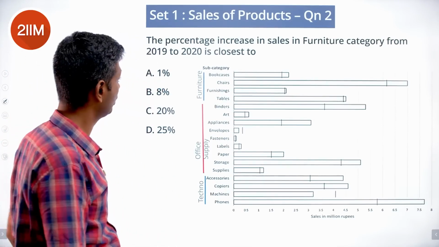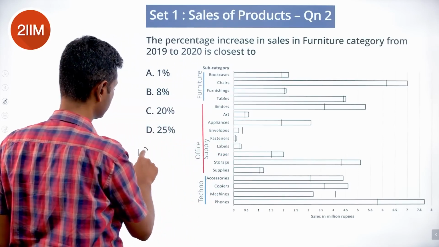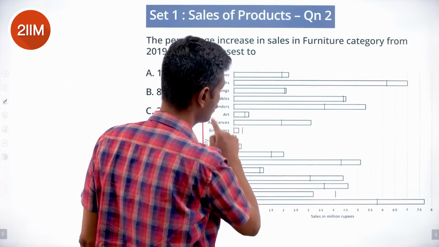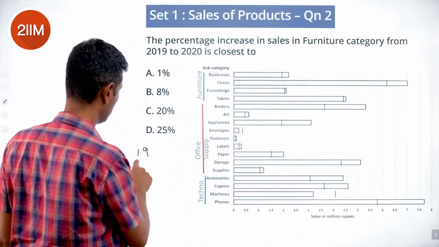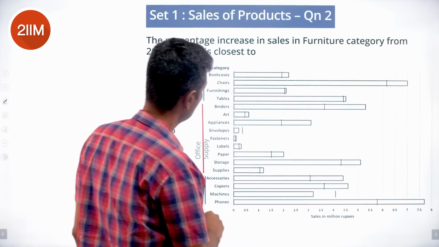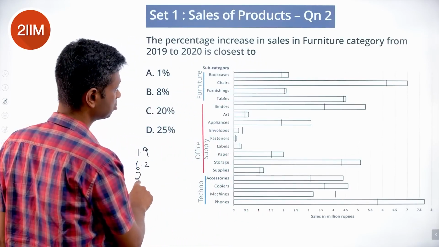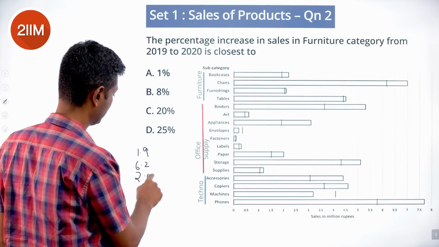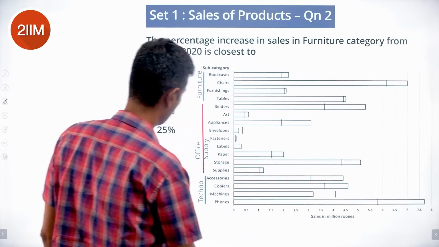So 19 to 20, 2019 numbers. This is 1.9. Bookcases. Chairs would be 6.2. Furnishings would be 2.05. Tables would be 4.4.